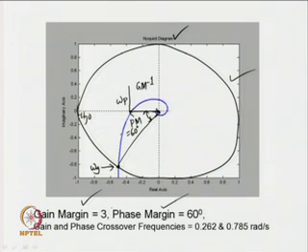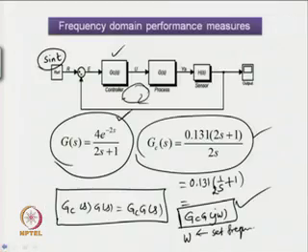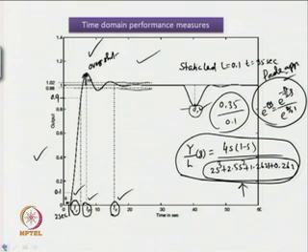Now, we shall see, are there any other type of performance measures apart from the time domain performance measure and frequency domain performance measure. Yes, we have got measures like decay ratio, which is given as the ratio of the heights of successive peaks during step input test. What are those successive peaks? That can be explained with the help of the time response of a closed loop system.